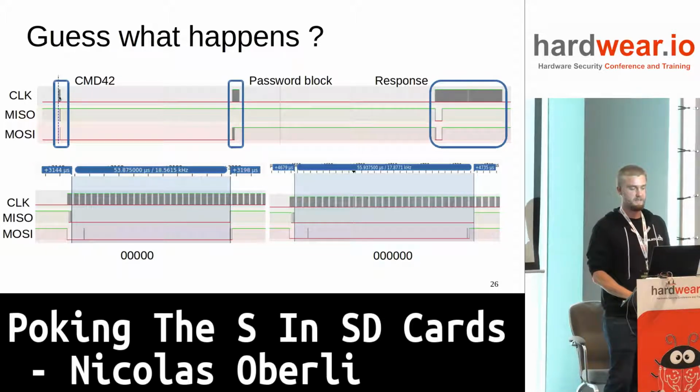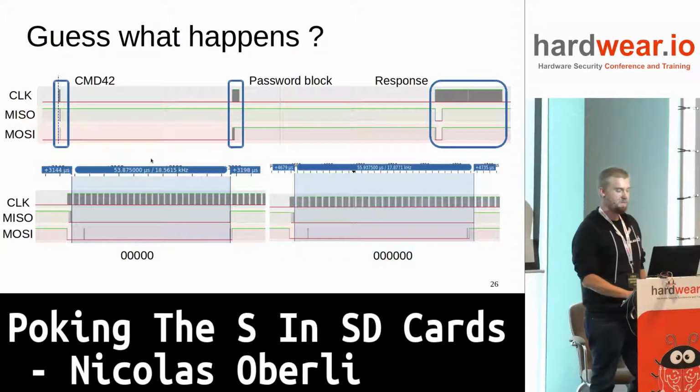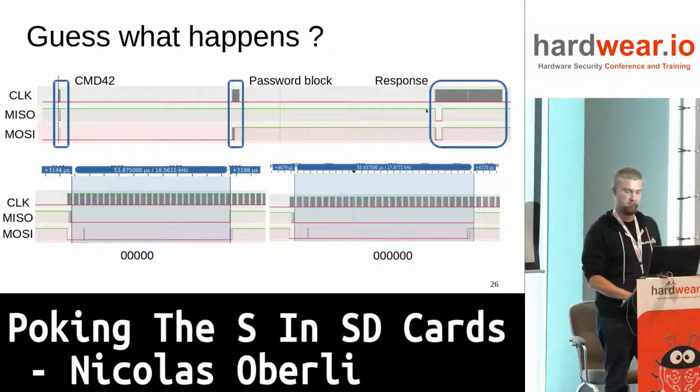So here you see that I'm sending this CMD42 command. Then I'm sending this password block here. And then the card starts processing it by pulling the line to 0. And then I have my response. But if I try to zoom in a bit in this part on the right, you can see that my password was 123456. Great password.